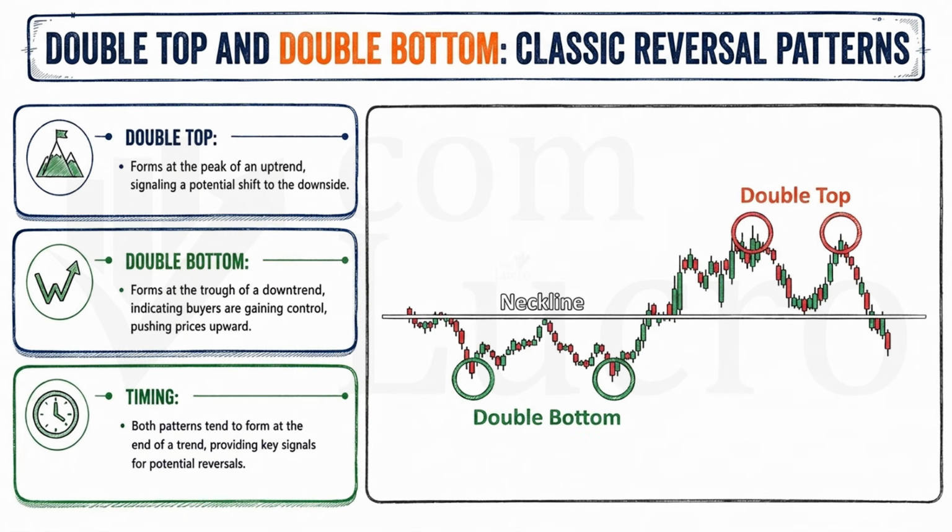Now that we have explored the head and shoulders formations, let us move on to 2 other classic reversal patterns, the double top and the double bottom. These formations often develop near the end of an established trend. A double top typically appears after an uptrend and may signal a bearish reversal, while a double bottom forms after a downtrend and may indicate that buyers are preparing to regain control.